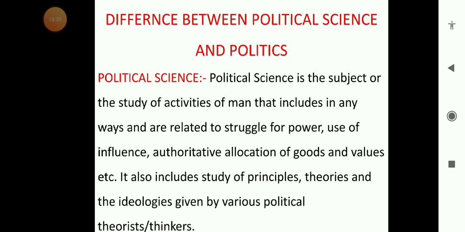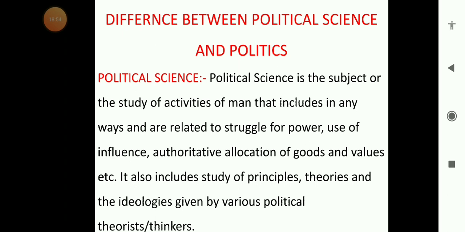It also includes study of principles and theories developed by thinkers, and ideologies given by different great men, for example, liberalism, idealism, Marxism, by various political theorists and thinkers, right? So this is science. We study all these in it, right? What do we study in political science?